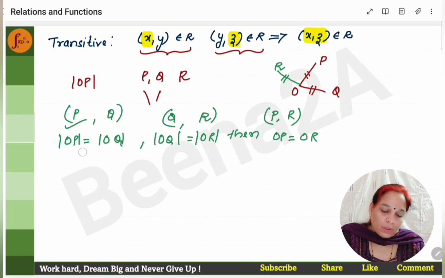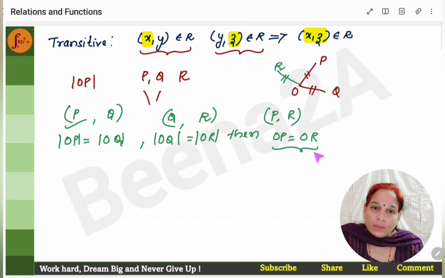So if OP is equal to OQ and OQ is equal to OR, can I say OP is equal to OR? I can, right? Because this indicates that OP is equal to OQ is equal to OR. All are equidistant. If this and this are equal and this is equal, that means all three are equal, right? So to satisfy transitive, I should say OP is equal to OR.